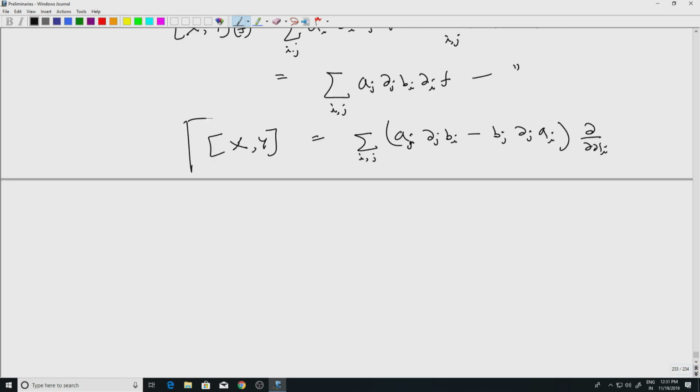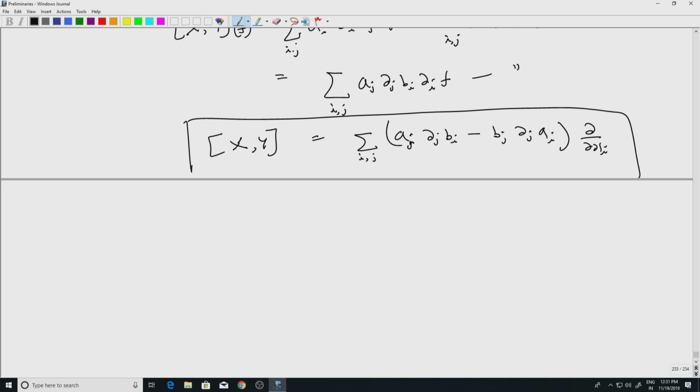With this in hand, one can compute. Now, as I said, there is no particular significance of this. It's just a way of explicitly calculating the Lie bracket if one is given a vector field in local coordinates.